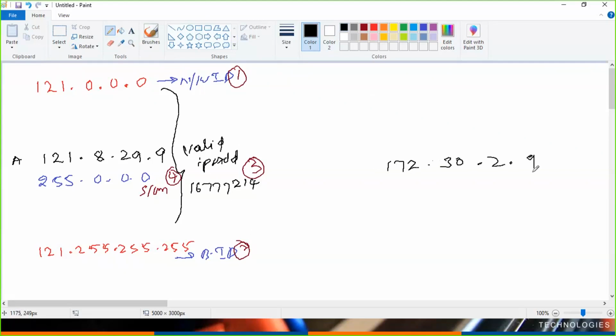172.30.2.9. Which class IP address? Class B. Network ID: 172.30.0.0. Next, broadcast ID: 172.30.255.255.